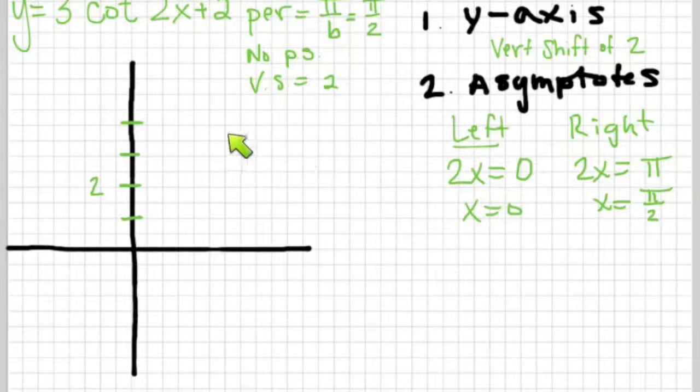Whatever's inside, in this case just a 2x right up top, we're going to plug that in. 2x equals 0, so anything on the left side is going to be equal to 0, and anything on the right side is going to be equal to pi, because that was where my original asymptotes were.